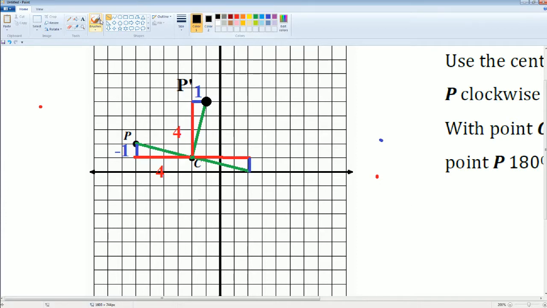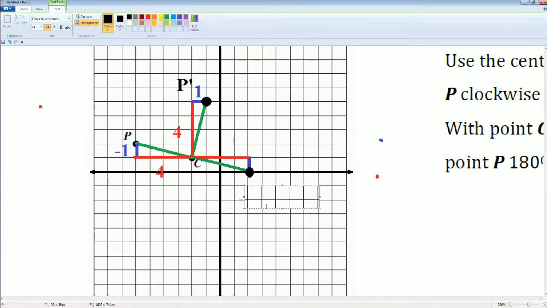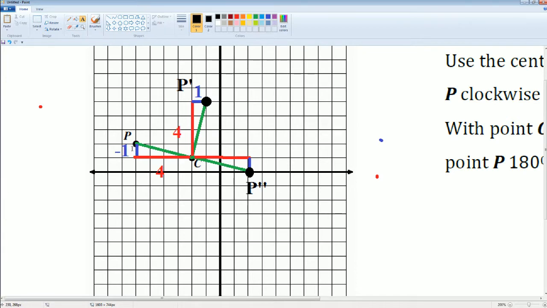And then there you go. That would be our new point. We'll call that P prime, P double prime. From P to P prime is 90 degrees, from P to P double prime it's 180 degrees, right? Do you see how the slope is the opposite reciprocal for the first reflection? Then it's also the opposite reciprocal again to get to the 90.